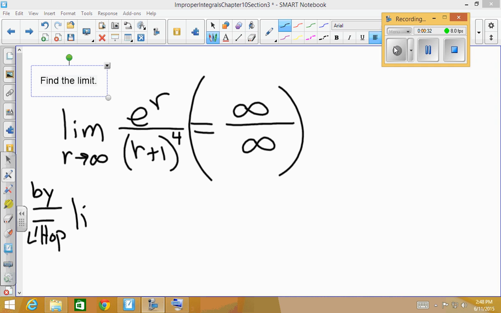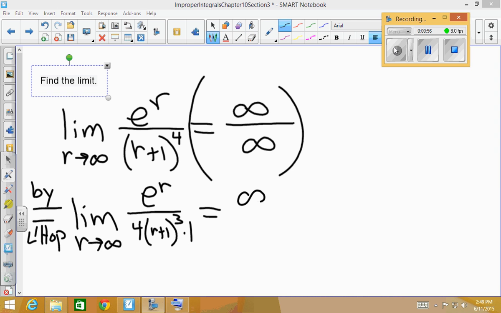By L'Hopital's rule, we have the limit as r goes to infinity, the derivative of the numerator, which is still e to the r, divided by the derivative of the denominator, 4(r plus 1) cubed, times 1 for the chain rule, right? The derivative of r plus 1 is simply 1. This also goes to infinity over infinity, so another indeterminate form.